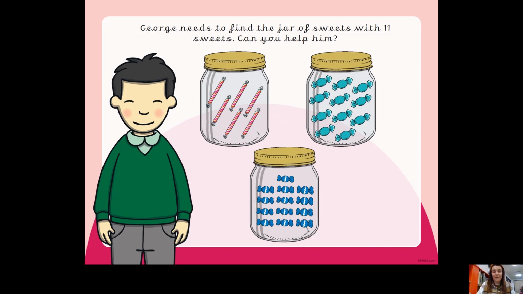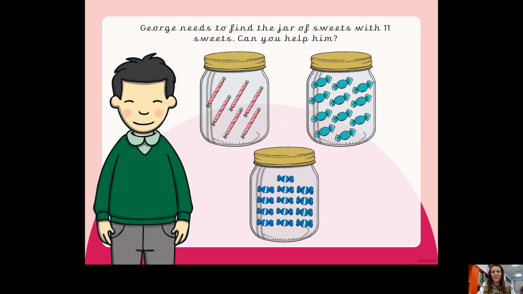Okay, have you found the jar of sweets? So the red jar has got 1, 2, 3, 4, 5, 6. So would George like that jar? No, that has 6 sweets and George would like 11. Let's count the bottom jar, the dark blue. 1, 2, 3, 4, 5, 6, 7, 8, 9, 10, 11, 12, 13.